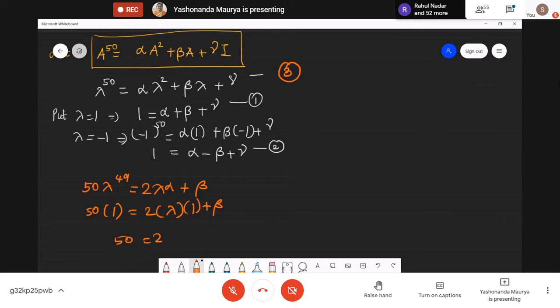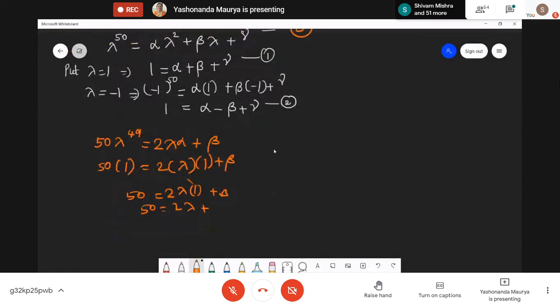Lambda is there, alpha is 1. So what we have got is 50 is equal to 2 lambda plus b.